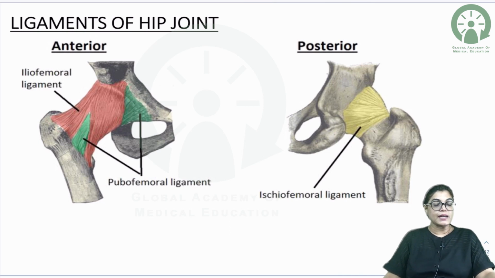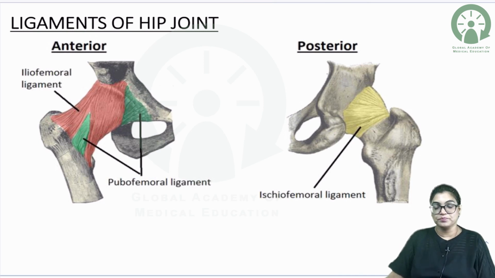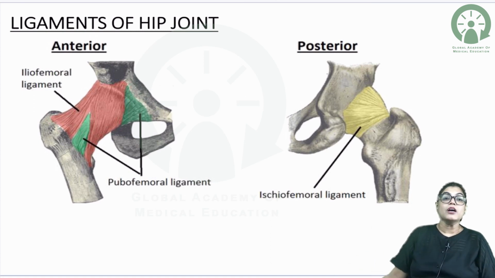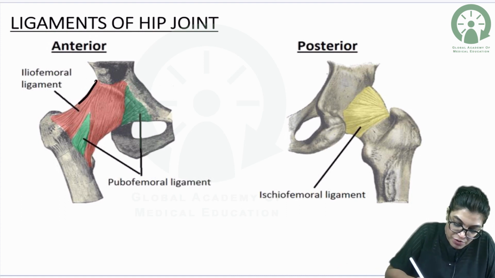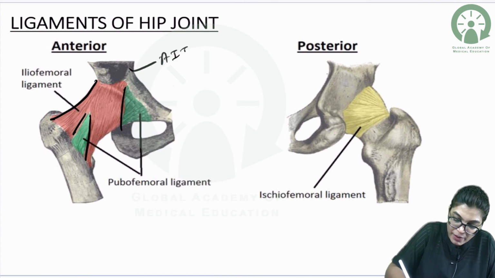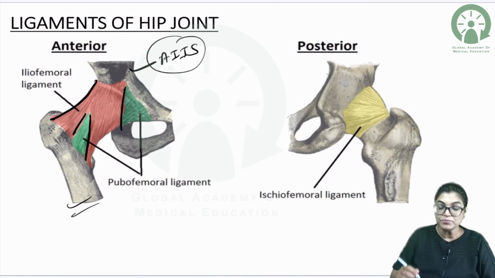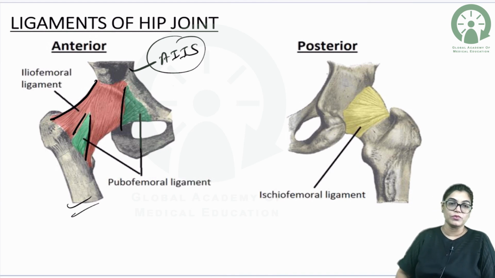Pubofemoral ligament is controlling excessive abduction of the hip, and ischiofemoral ligament is controlling excessive internal rotation of the hip. Ischiofemoral ligament gives posterior support to the hip joint. As we can see, this iliofemoral ligament is Y-shaped, attached to the anterior inferior iliac spine, merges with intertrochanteric line, and pubofemoral ligament merges with the anterior aspect of iliofemoral ligament, very important for the anterior support of the hip joint.